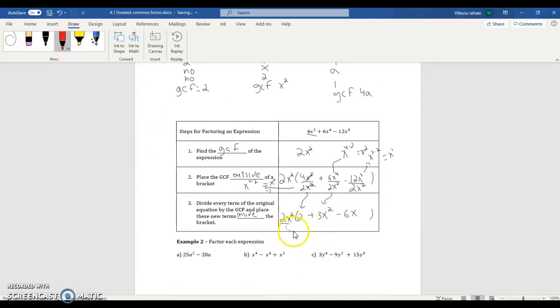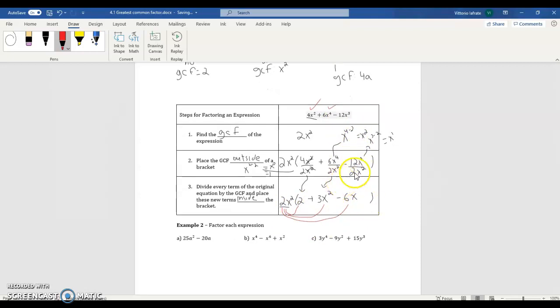I would do 2x squared times 2, that's 4x squared. That would work out. 2x squared times 3x squared, that's 2 times 3 is 6. X squared times x squared is x to the power of 4, so that's 6x to the power of 4, good. And then 2x squared times negative 6x, that would be 2 times negative 6 is negative 12. And then x squared times x, that's x cubed, so negative 12x cubed.